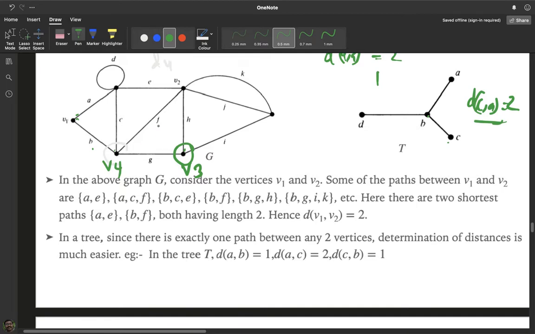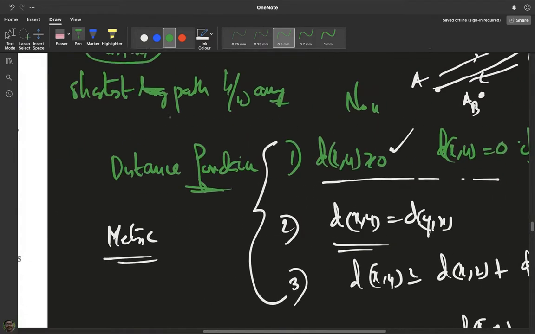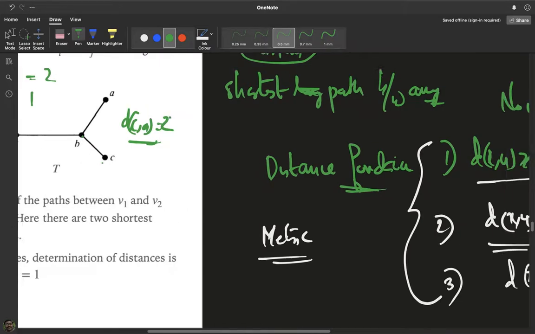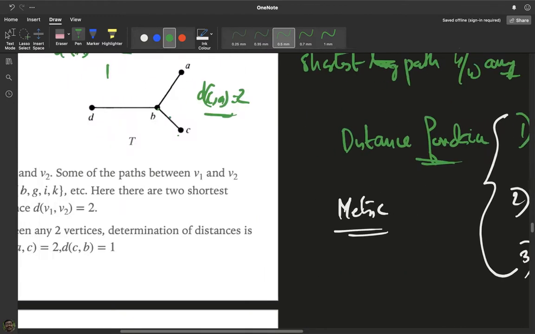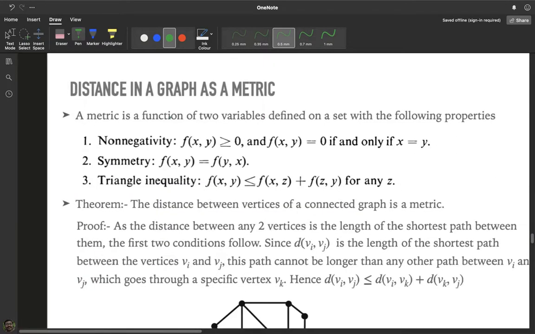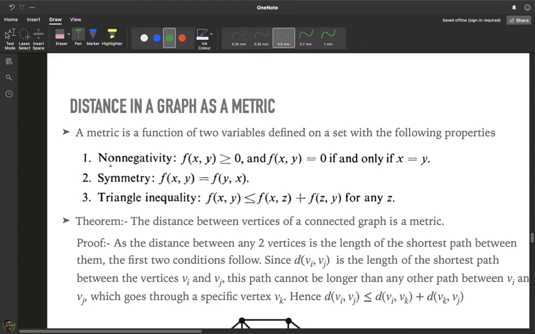Okay, so in a graph the distance between any two vertices is always less than or equal to the distance through a fixed vertex. So the triangle inequality is true in the case of graphs also. So we can always say that the distance function which we have defined in graphs satisfies all these three properties. One is non-negativity, second is the symmetric property, and third one is the triangle inequality. Or we will say that the distance function is a metric. So distance in the graph is a metric.